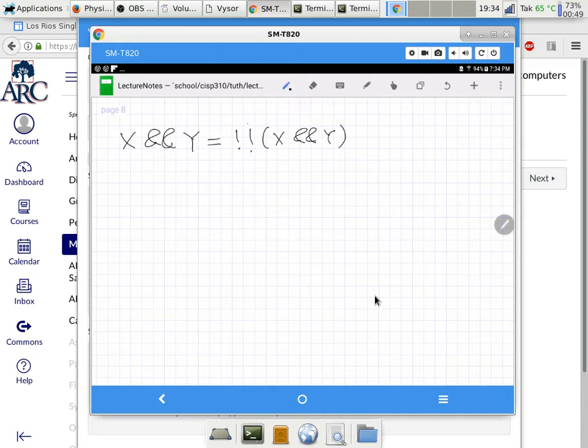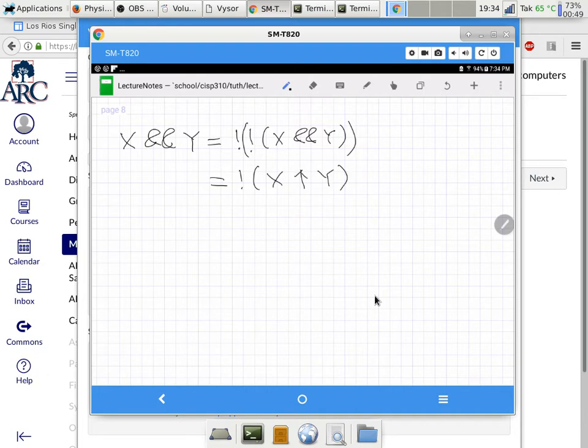What if I put parentheses around here? Would that change anything? Doesn't change a single thing, right? But now we do have a negation of a conjunction, don't we? So now we can say, oh, that's a NAND. Okay, cool. Now we can say this is X NAND Y.